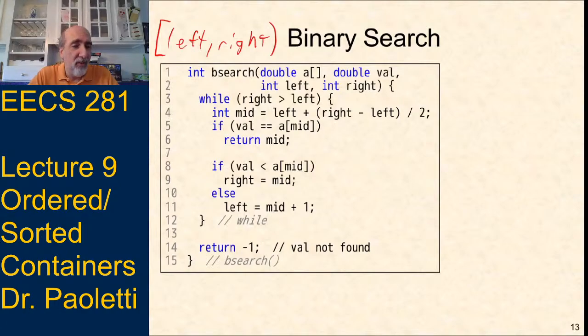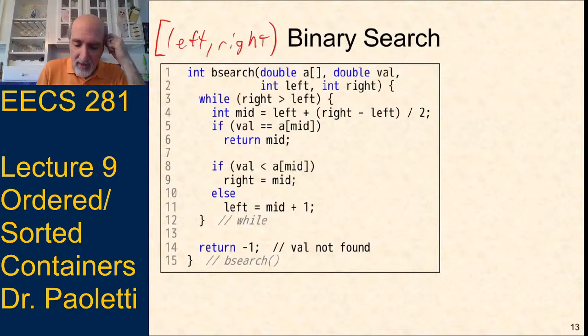So if it wasn't the thing we were looking for, then I say if the value I'm looking for is less than what I found here, modify the right to be equal to the middle. Otherwise, modify the left to be the middle plus 1. Okay, so we've got to get this straight.